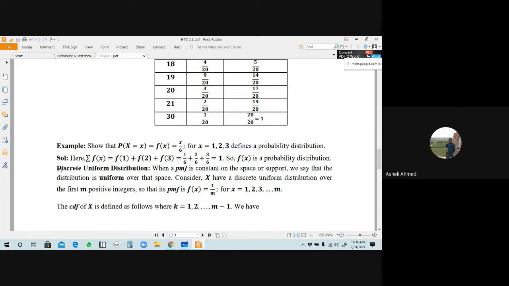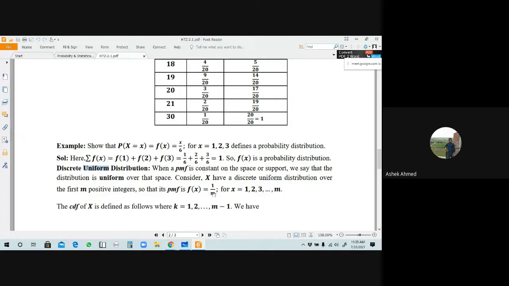Discrete uniform distribution. When a PMF is constant, uniform means same, it stays the same, is it right? When is it possible? Yes sir. When our probability is fixed or constant, then we call it a uniform distribution.